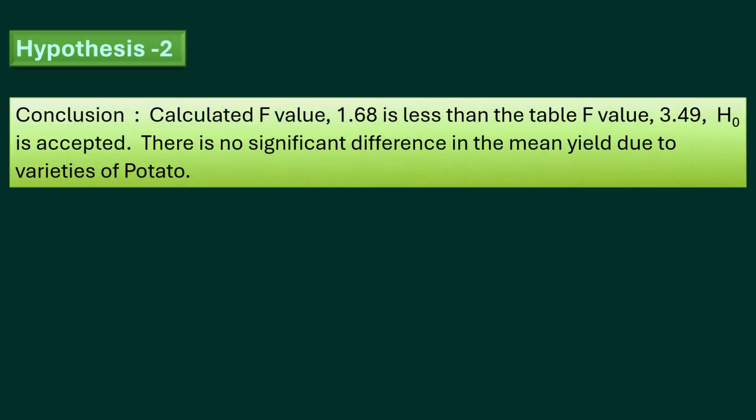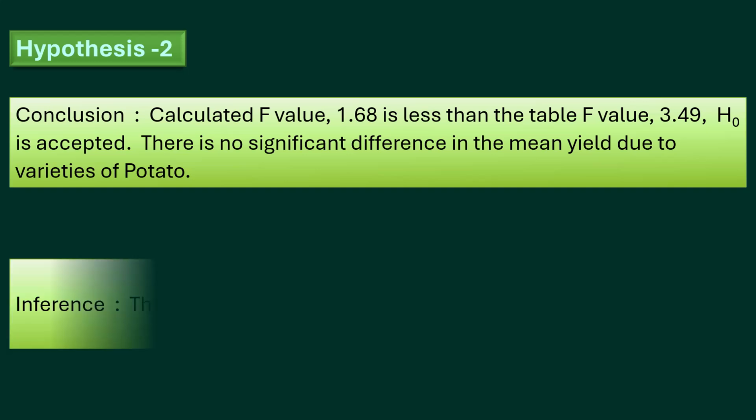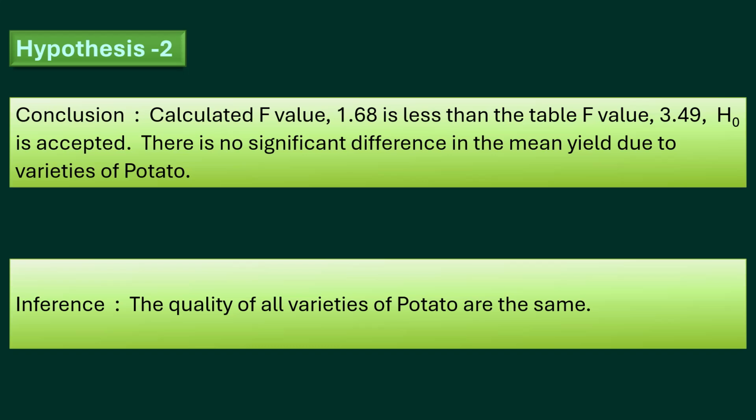Conclusion. In this case, the calculated F value 1.68 is less than the table F value 3.49. Null hypothesis is accepted. There is no significant difference in the mean yield due to varieties of potato. Inference. The quality of all varieties of potato are the same.